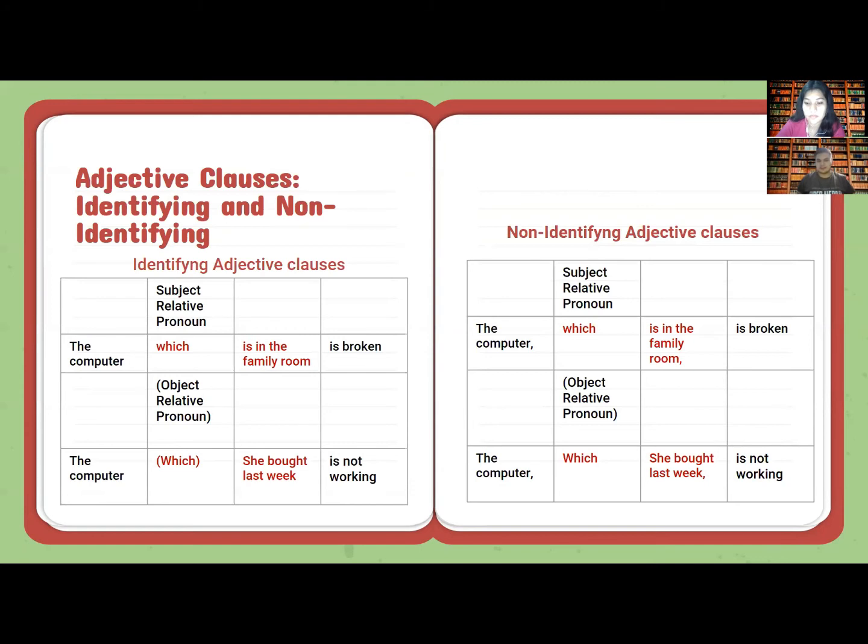It's a complete sentence. It makes sense, but we give some optional information. For example, the computer which she bought last week is not working.